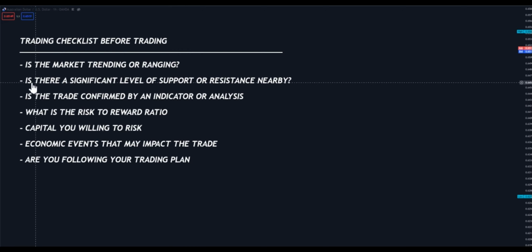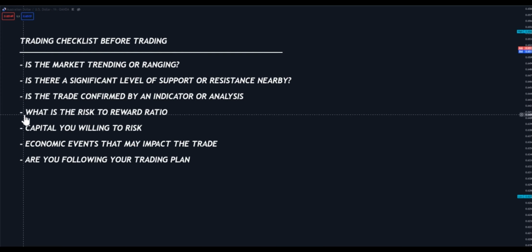And the other thing, which is number two, is there a significant level of support or resistance nearby? Is the market approaching the resistance or the market approaching a support level? You may need to check that as well. Okay. And on number three, is the trade that you want to take confirmed by an indicator or some sort of analysis? Okay. That's one of the things that we may need to check.